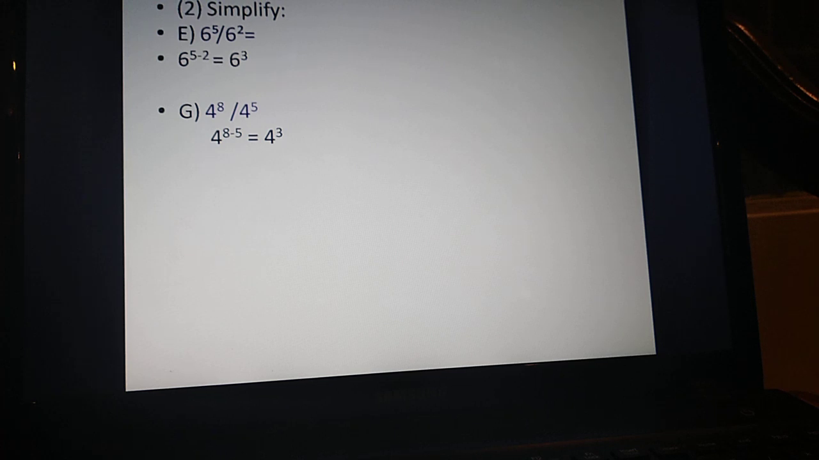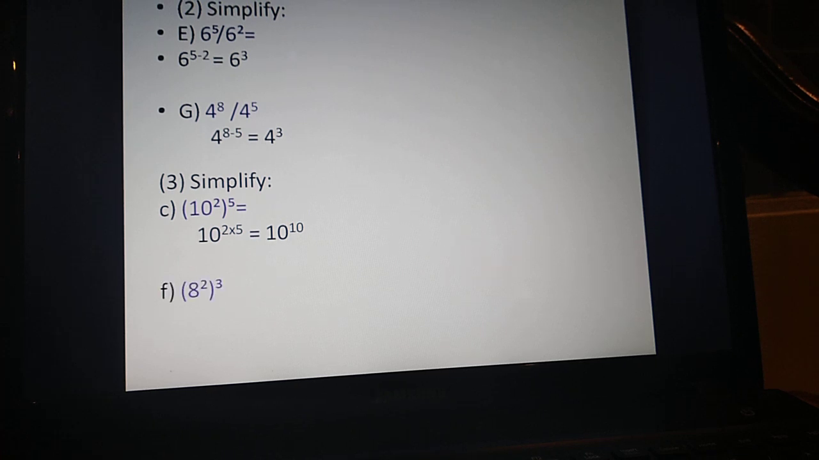You're doing great. Question 3 of the same exercise wants you also to simplify, but here we should use the third law of indices, which says multiply 2 by 5. The answer is 10 to the power 10. You're doing fine. Part F of the same question, 8 to the power 2 to the power 3. Yes, you should multiply 2 by 3. The answer is 8 to the power 6. Great job, everyone. I'm proud of you.